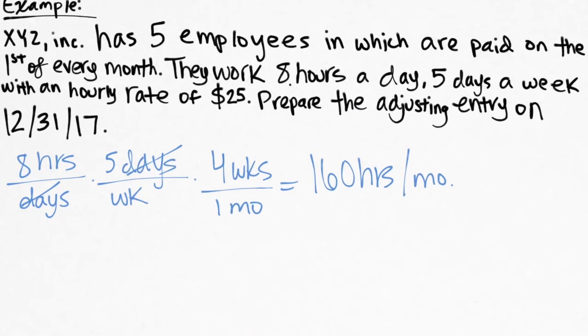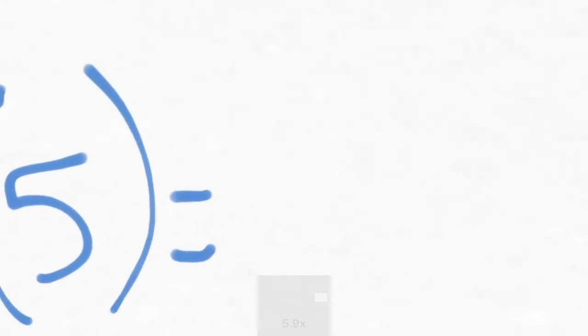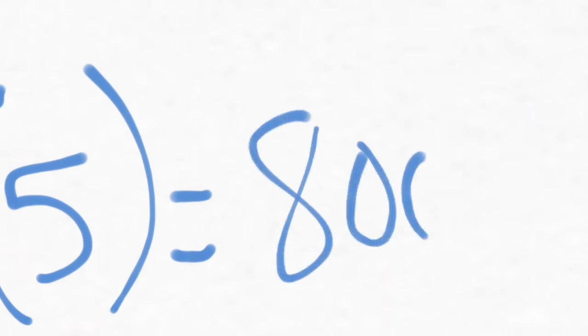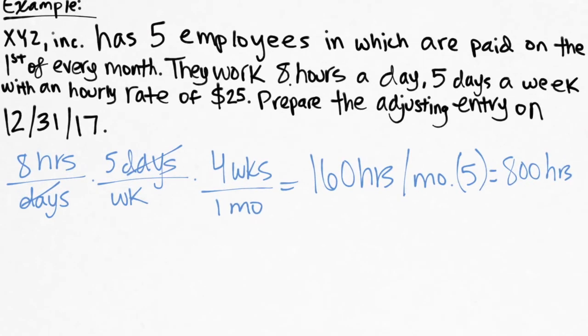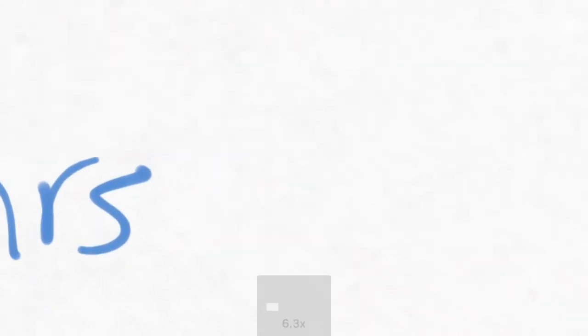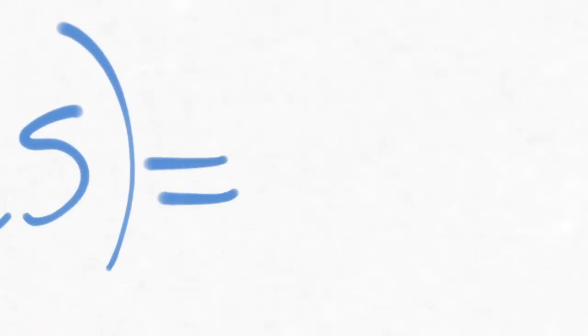So now I'm going to multiply that by 5 employees, and that is going to give me 800. So what is this 800? It's how many hours. If you'll remember, I calculated the 160, which is the total hours in a month that one employee works. Then I multiplied it by 5 employees, which means that all 5 employees worked a total of 800 hours. And now all I have to do is take that 800 hours and multiply it by the hourly rate of $25. And that gives me $20,000 in wages that must be paid.